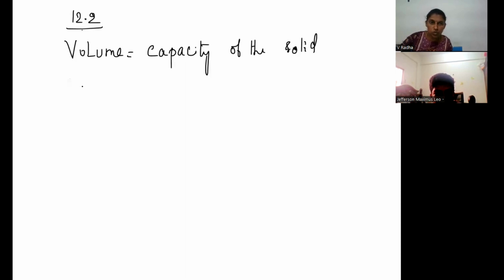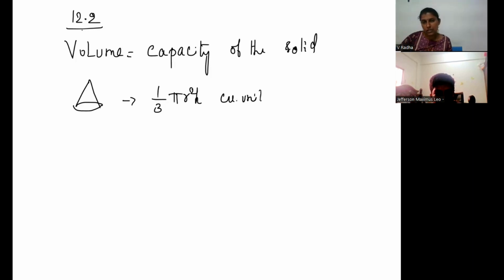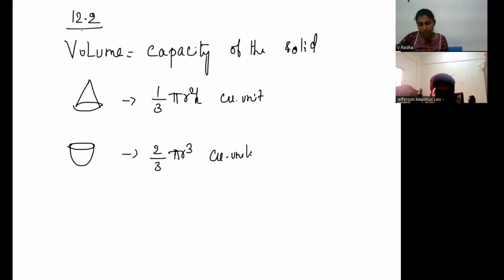Here, the cone volume is equal to 1/3 pi r square h cubic units. So area means square units, volume means cubic units. And now for a hemispherical portion, it is 2/3 pi r cube. Here also cubic units.